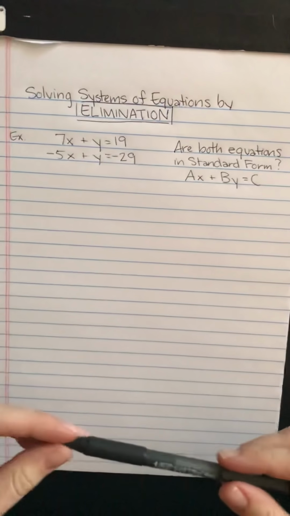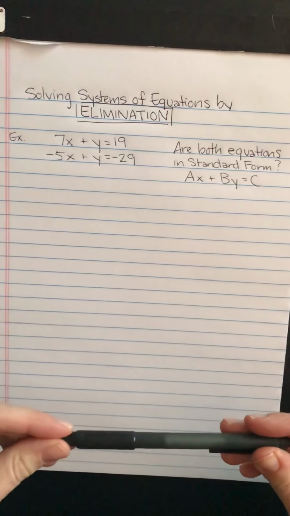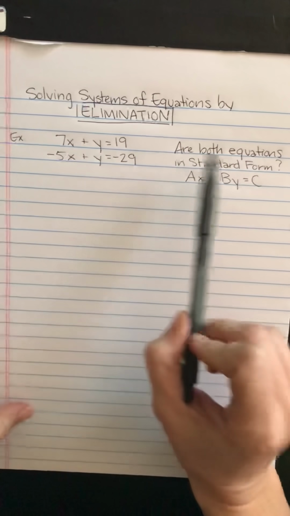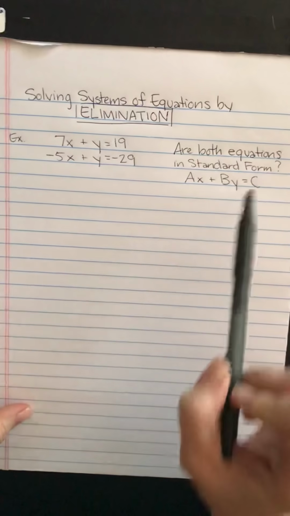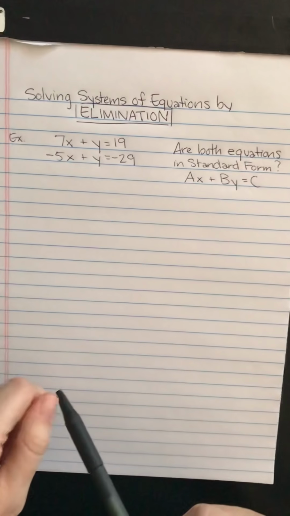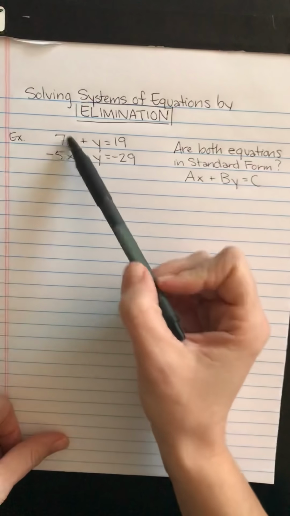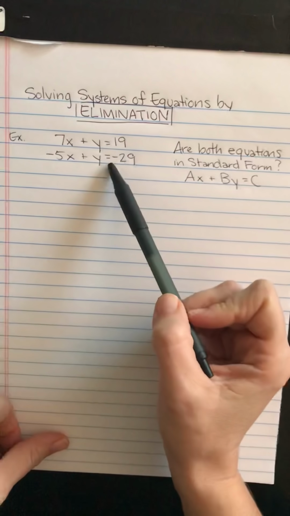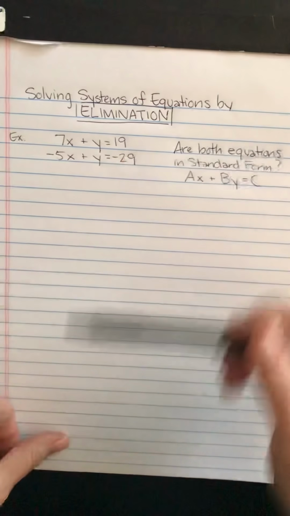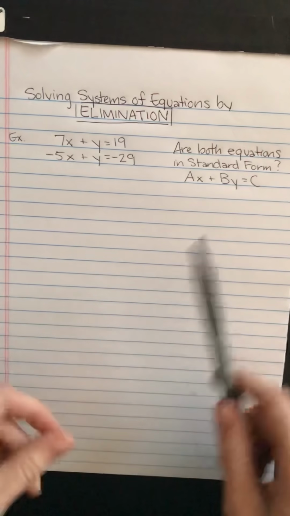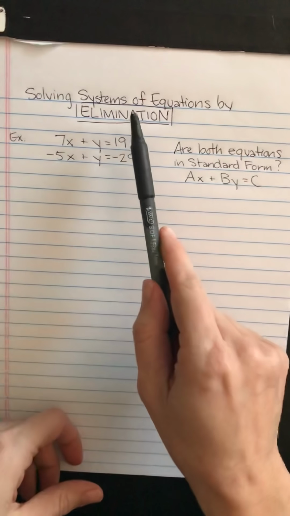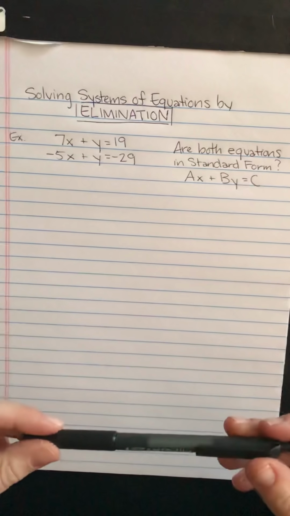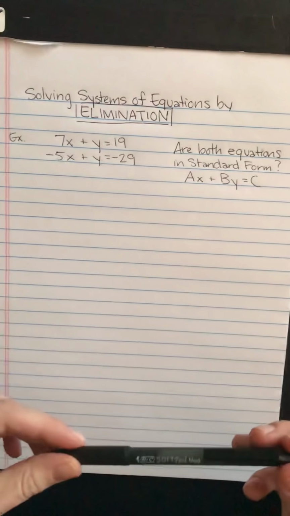And with elimination, the key thing that we're looking for is when you have your systems of equations, you want to check to make sure both of these equations are in standard form. So basically what that means is that your x terms are first, followed by your y terms, and those are set equal to your constants. Once both of your equations are in standard form, this is usually the preferred method, elimination, to go ahead and solve the system to get your solution.